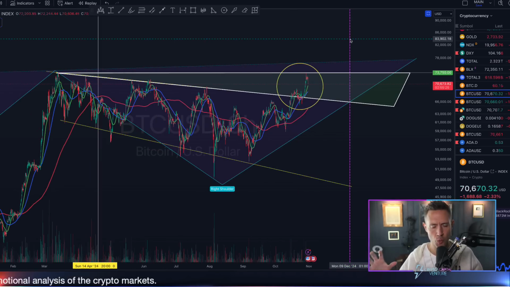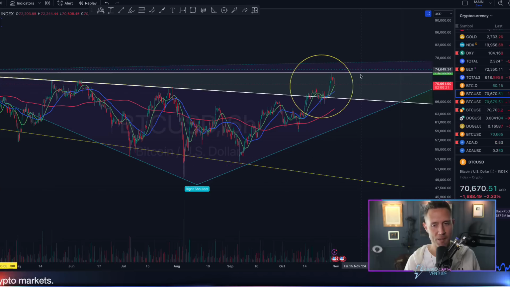So I wanted to do a quick recap. I know price action is not exciting right now since the other day testing all-time highs, but there's a lot to look out for.